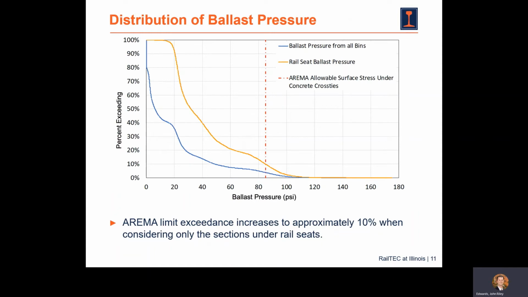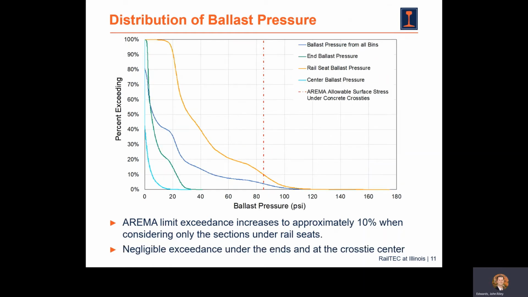If we look at just the rail seat bends, we see that those bends, not surprisingly, based on the data that we looked at a couple of minutes ago, show higher pressures. And we find that approximately 10% of the rail seat bends pressures exceed this value of 85 psi that's put forth in AREMA. We know that doesn't mean instantaneous fracture and failure of the ballast, but it's important at least to be able to reference this threshold because it does have some level of engineering validity associated with it in our industry.